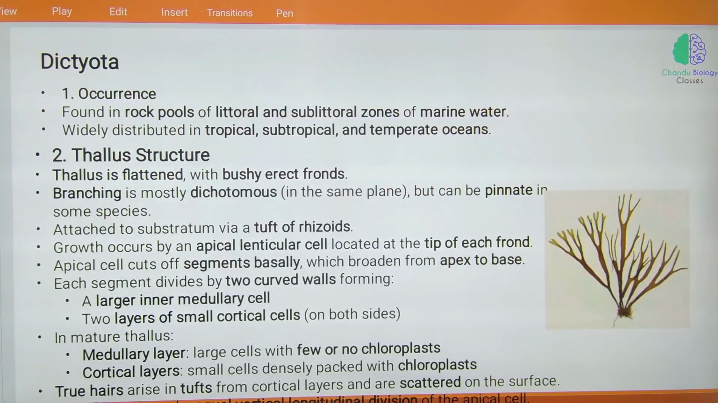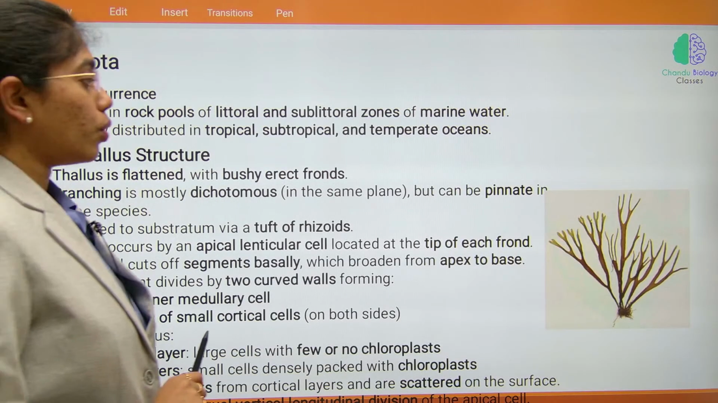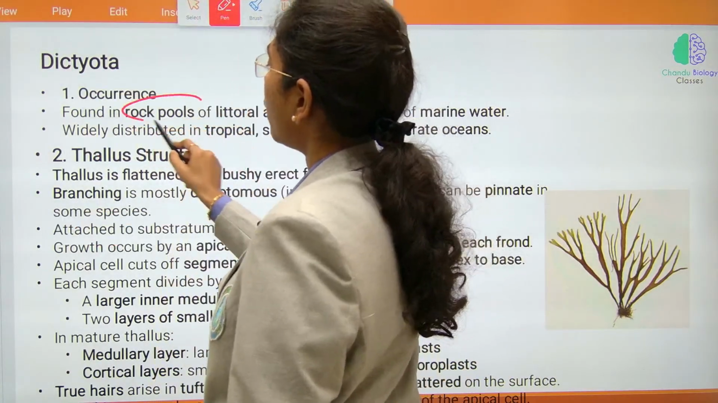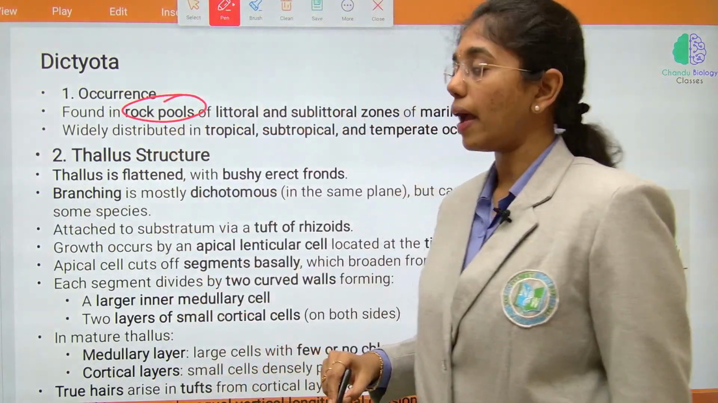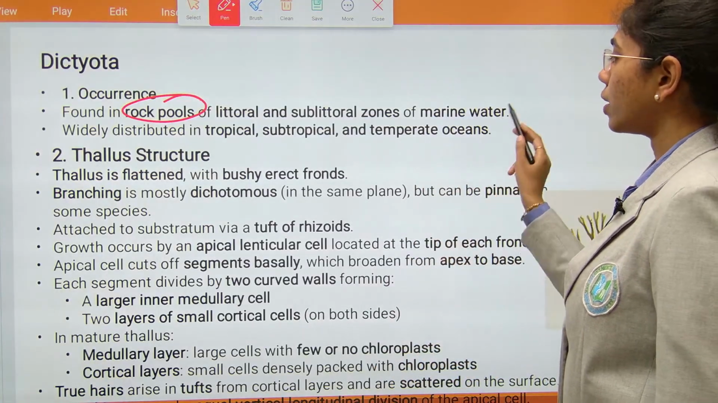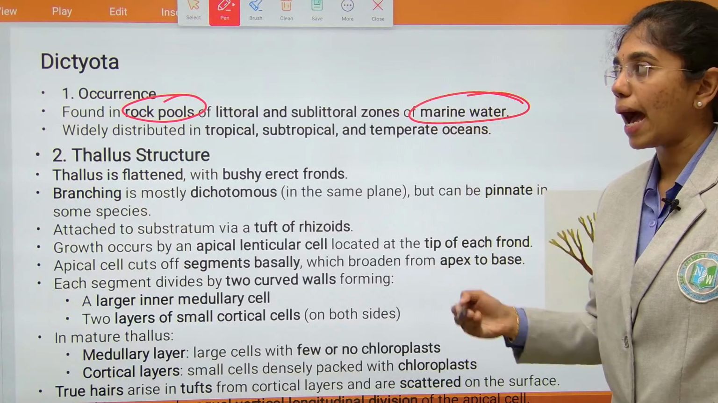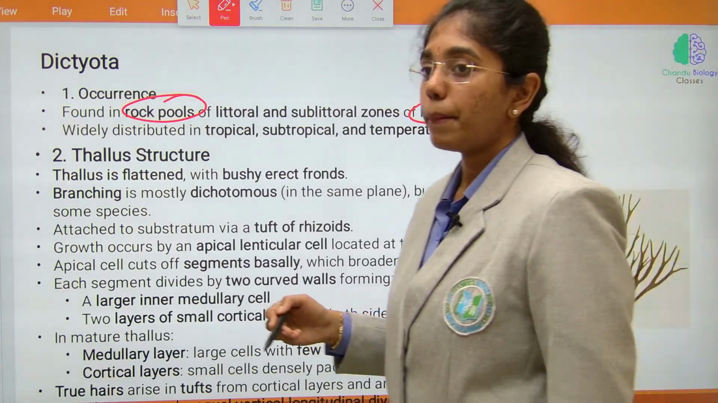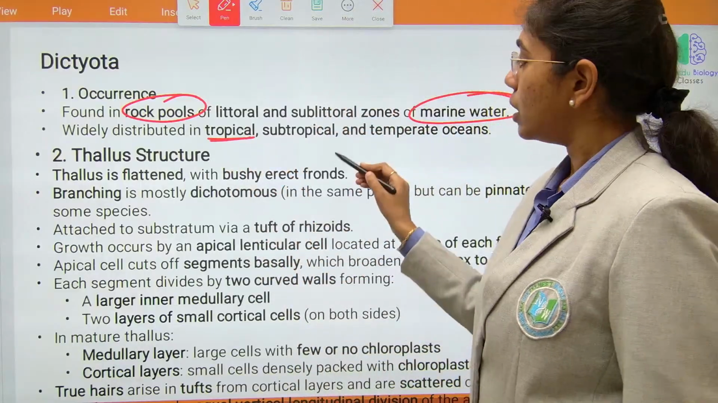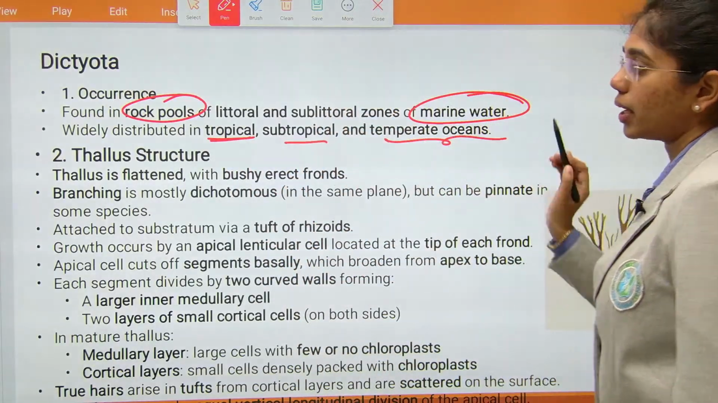The next type study that we are going to see is Dictyota. Where is Dictyota observed? It is found over rock pools, epilithic in the littoral and sublittoral regions of marine water. Dictyota is found mostly in marine water only. It is widely distributed in tropical, subtropical and temperate regions.